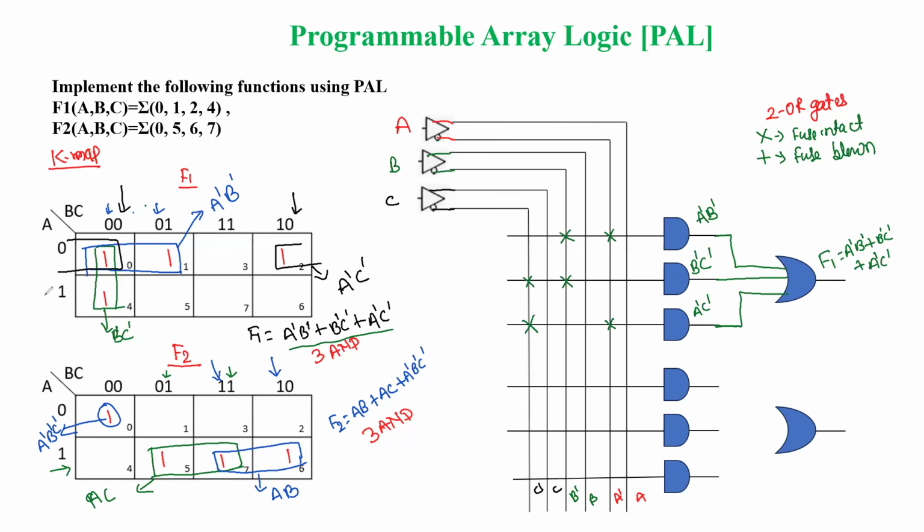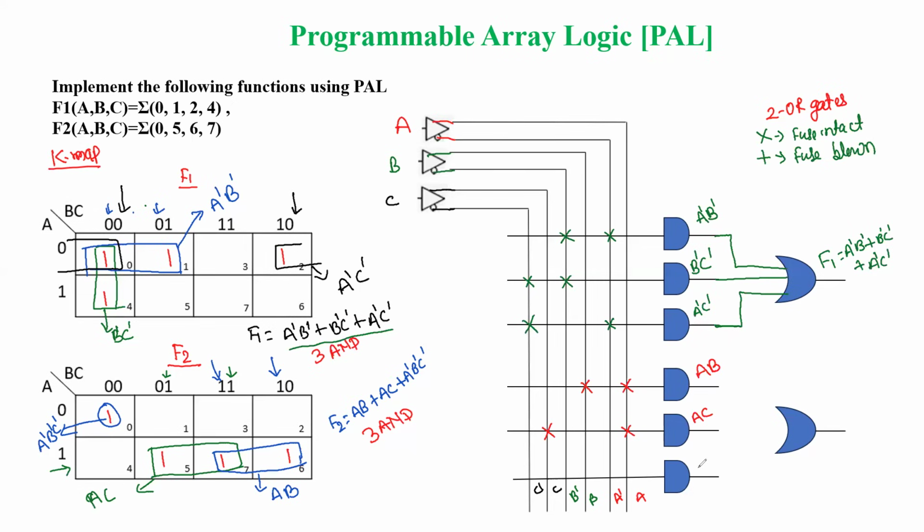Now we'll look at the function f2. Again three product terms are there. First we'll represent the first product term, that is AB. So we'll put the cross here at A, and again a cross at B. The second product term is AC. So where will we connect? At A, and again at C. Like this, we are showing the fuse intact.